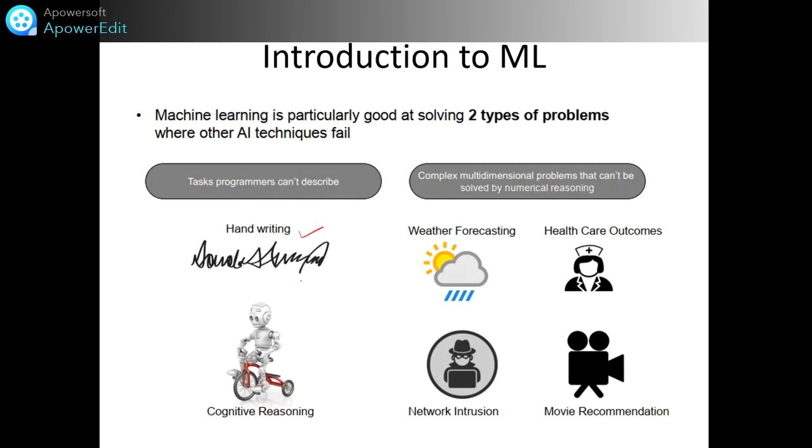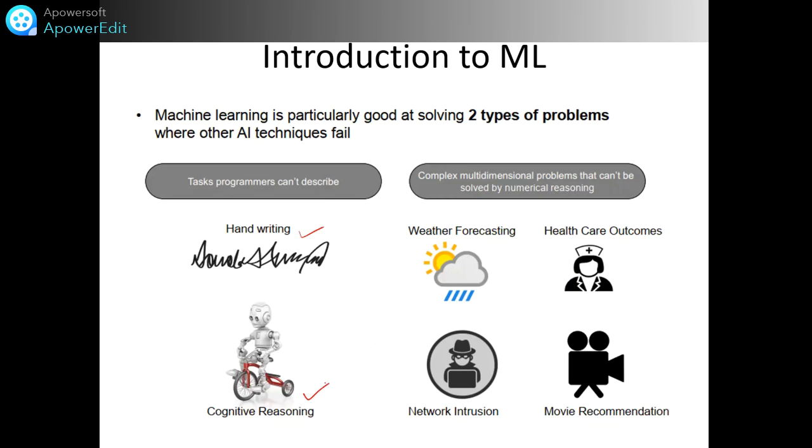We are not able to make a rule that a specific person will write in a specific manner. So we cannot define any mathematical formulation for handwriting recognition. That task can be easily solved by a machine learning algorithm.